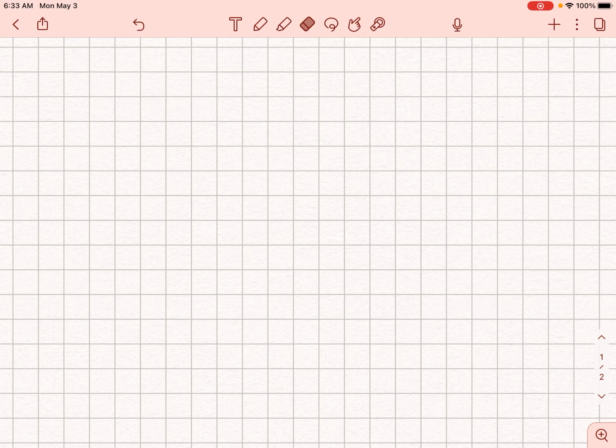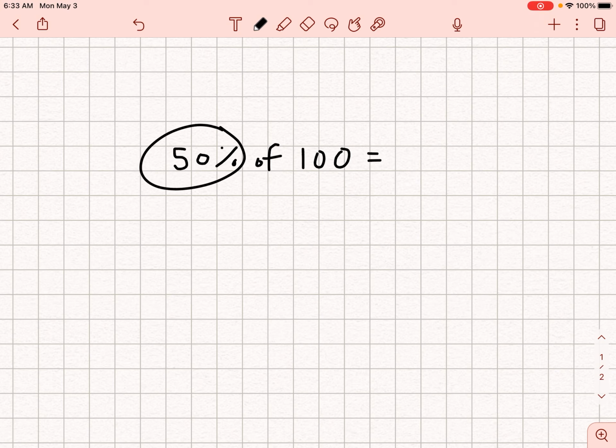Welcome, class. For today's math lesson, we'll be learning about how to find a percent of a number. So let's take, for our first example, a pretty simple problem. Let's try, what is 50% of 100? Now, 50% of 100, we might already know that 50% is the same as a half, and we might know that a half of 100 is 50. So let's start with something that we already know.